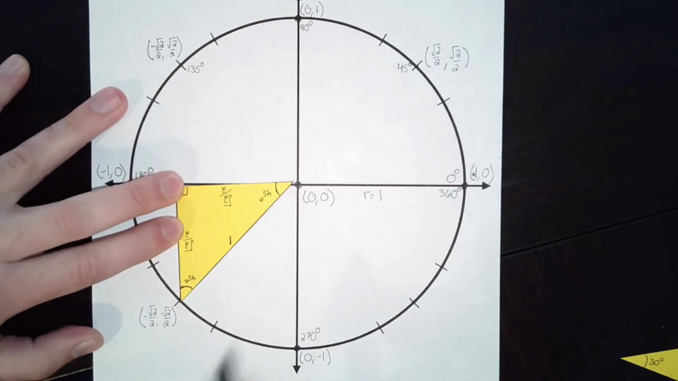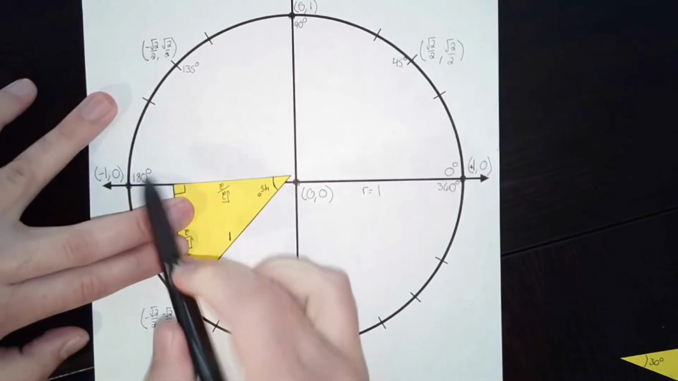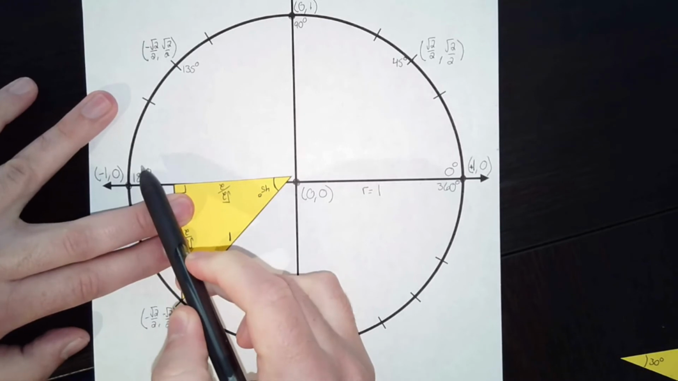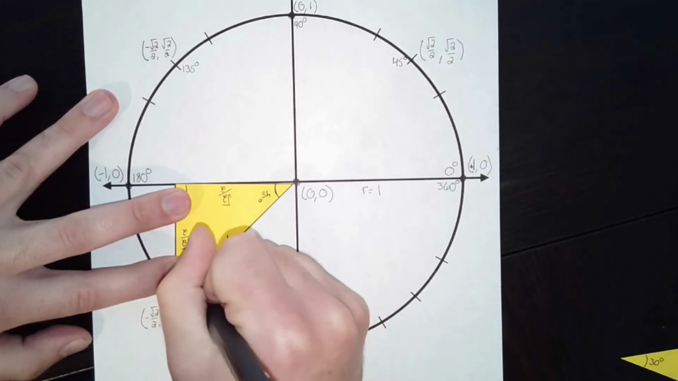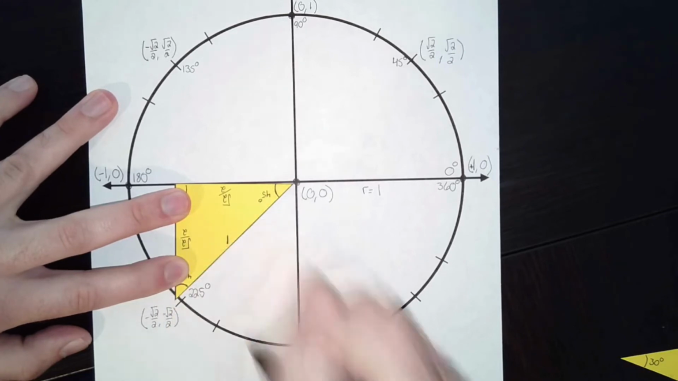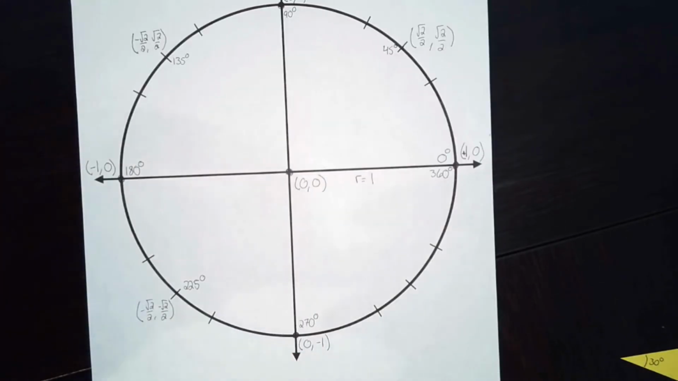Okay, and now I need my angle again. So now I'm going 45 degrees past 180. So I would add 45 to 180, or I could go backwards from 270. Either way, we get to 225 at that point. And I can do one more with my 45 triangle here.